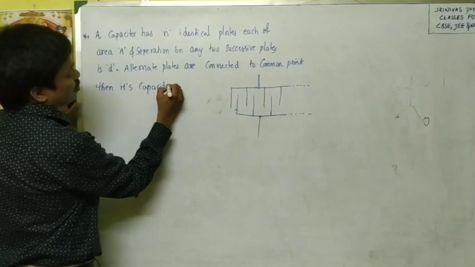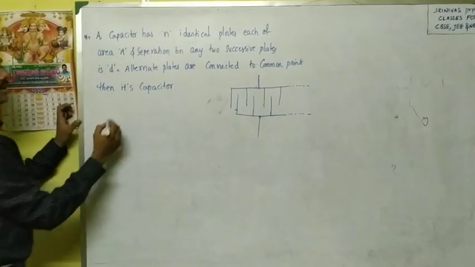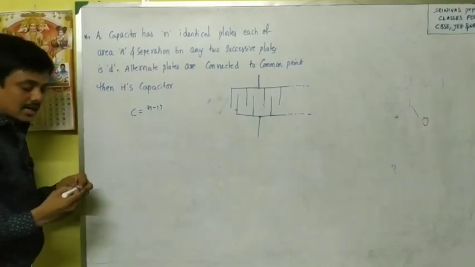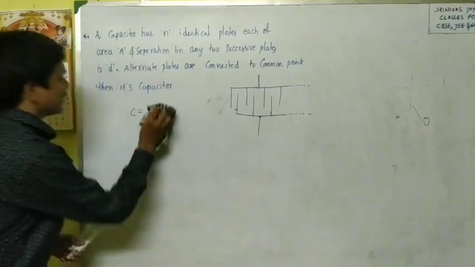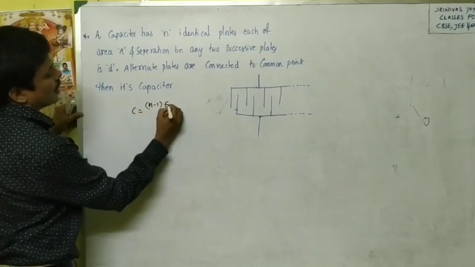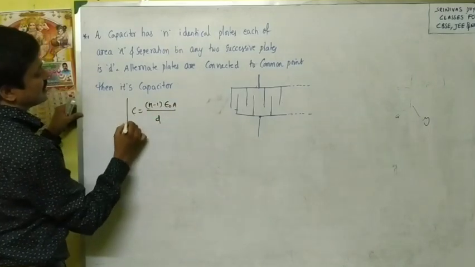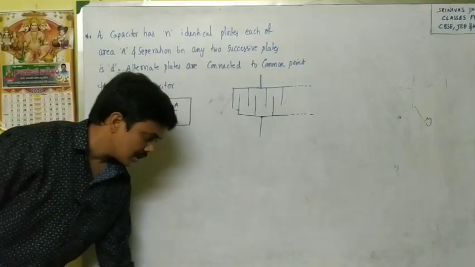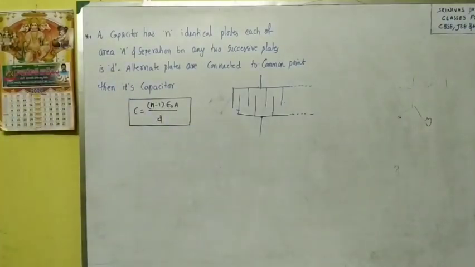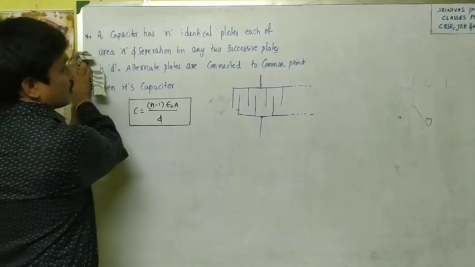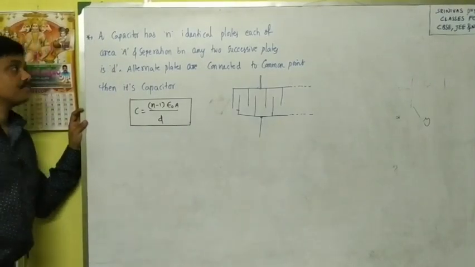A capacitor does not have just 2 plates, here it has n plates. Then the capacitance formula is n minus 1 into epsilon naught A by D. What is the formula? Can you tell? Right, that is n minus 1 into epsilon naught A by D. In the exam they may ask this. The condition here is that alternate plates should be connected together. Based on this, I will solve one interesting problem. I'm going to take a screenshot and note it.